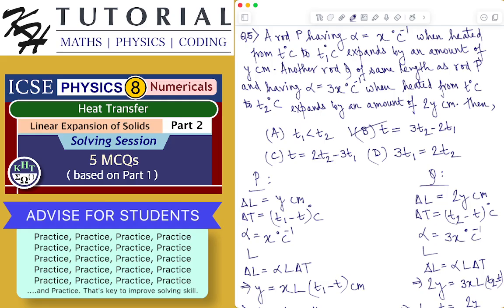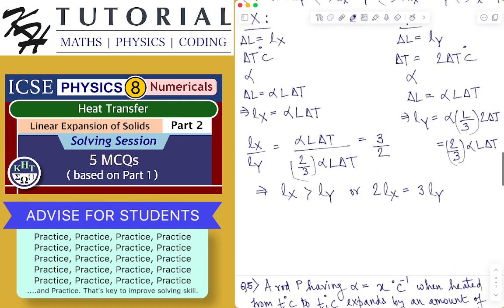So with this, it comes to an end in solving 5 multiple choice questions based on the concept of coefficient of linear expansion, or linear expansion of solids which are in the shape of rod or wire, which I discussed in the previous video, which was the part 1 video.